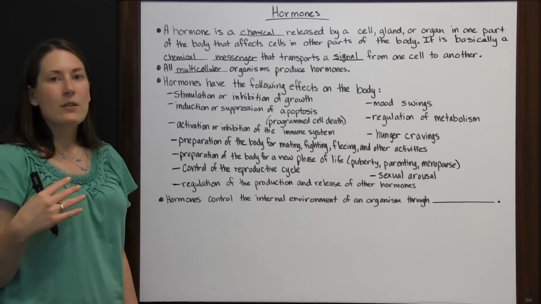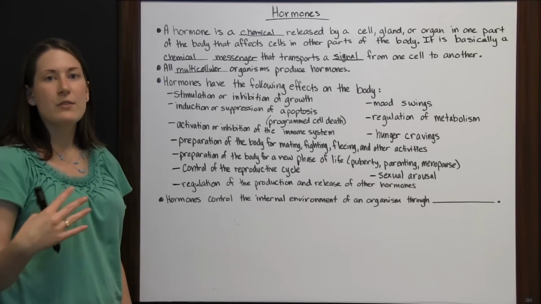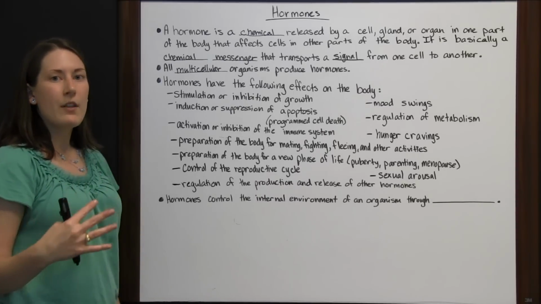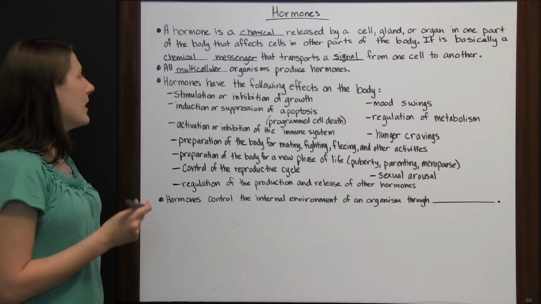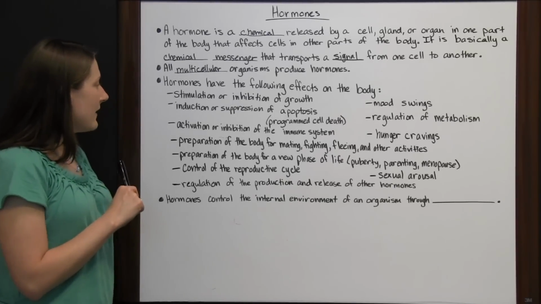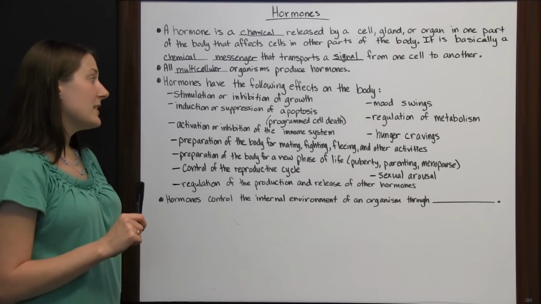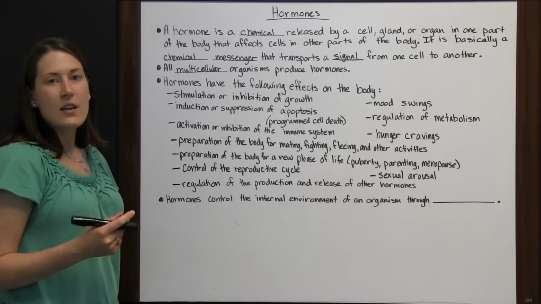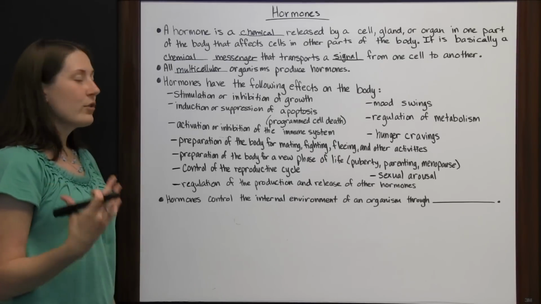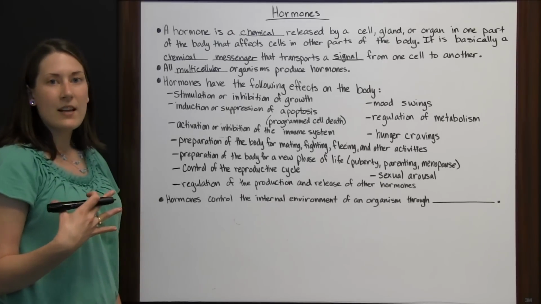Now, hormones will still tell your body to grow new skin cells and grow new other cells as needed. Hormones can affect mood swings. They can affect the induction or suppression of apoptosis, which is programmed cell death. So they can tell more cells to die, or tell your body to have fewer cells that are dying.